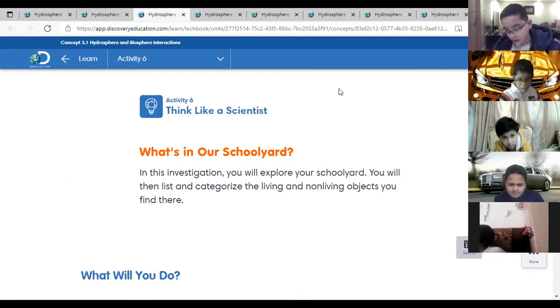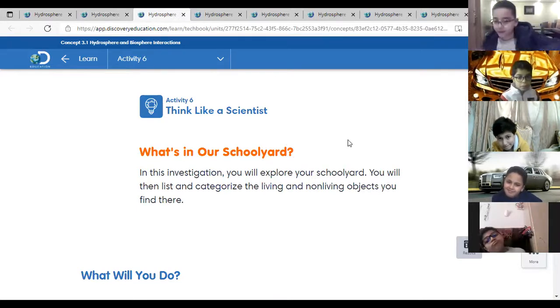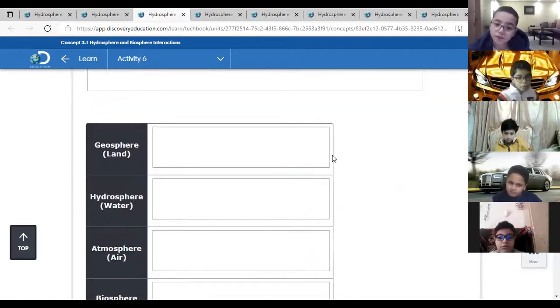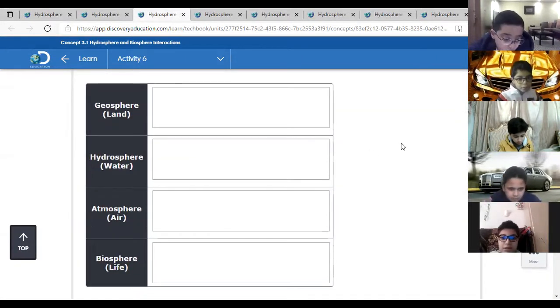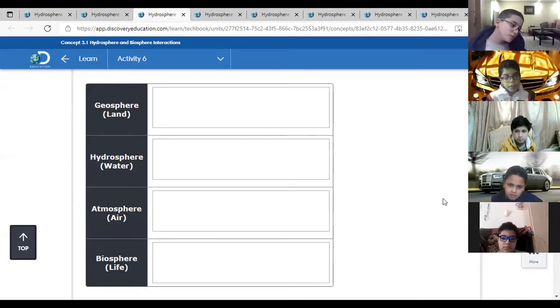It says, what's in your schoolyard? In this investigation, you will explore your schoolyard, then you will list and categorize the living and the non-living objects that you find there. Okay, so in this graphic organizer, we need you to tell us what are the spheres or what systems are found in your school according to Geosphere, Hydrosphere, Atmosphere, and the Biosphere. So what is the Geosphere that we can find in our school? Jasir, can you tell?